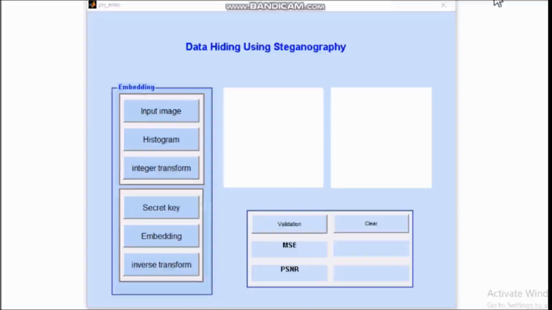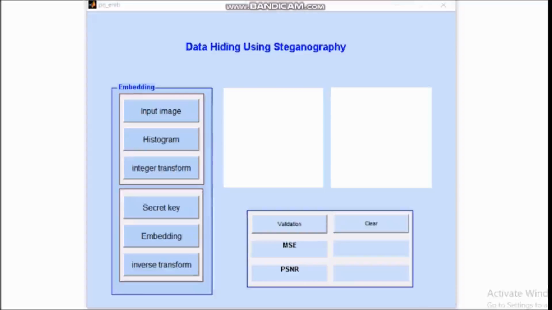Now we will see the steganography using integer wavelet transform, that is IWT. In IWT, we are taking one image. Here we need to take the image in color pattern only, because we have a function, RGB to gray, where our image is converted into a gray image, and that gray image gets divided into wavelet patterns.